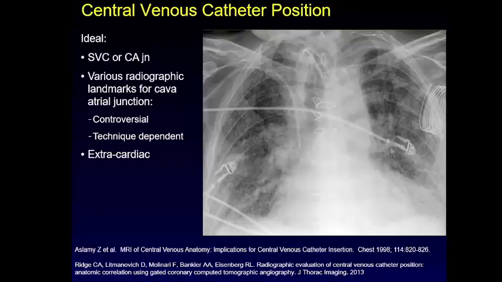Other ways I've seen people do it is identify the takeoff of the left upper lobe bronchus, draw a line over, go down 2 centimeters, puts you in about the same place. Some people like to measure vertebral bodies below the carina. But however you do it, it's important to find a way that's consistent at the institution and a way that reasonably approximates the cava atrial junction, because the catheters in general are not supposed to be in the right atrium due to a theoretical risk of right atrial perforation and tamponade.